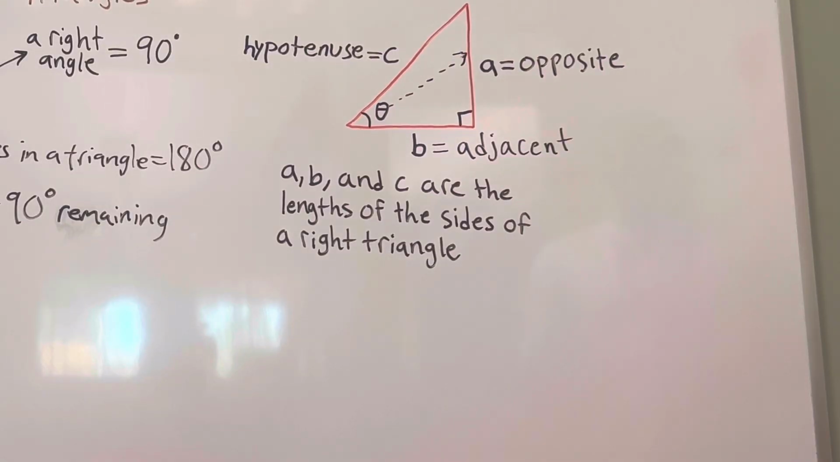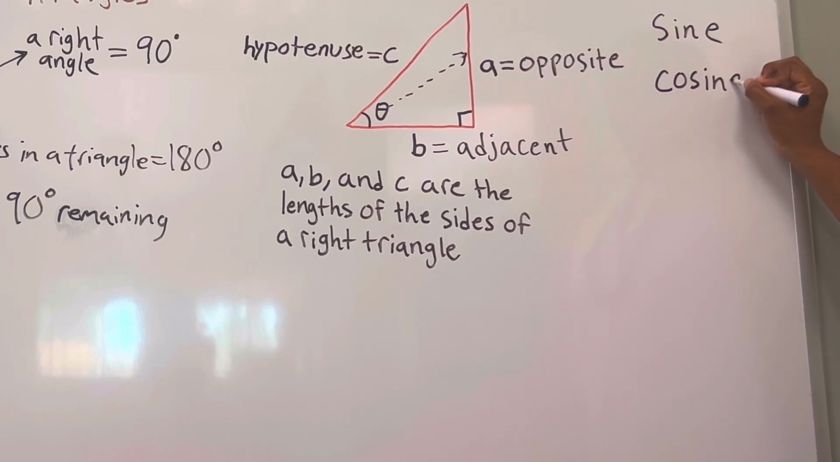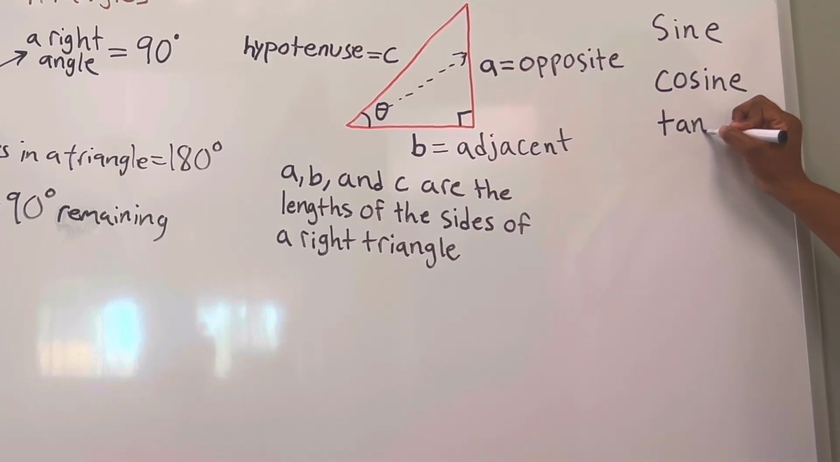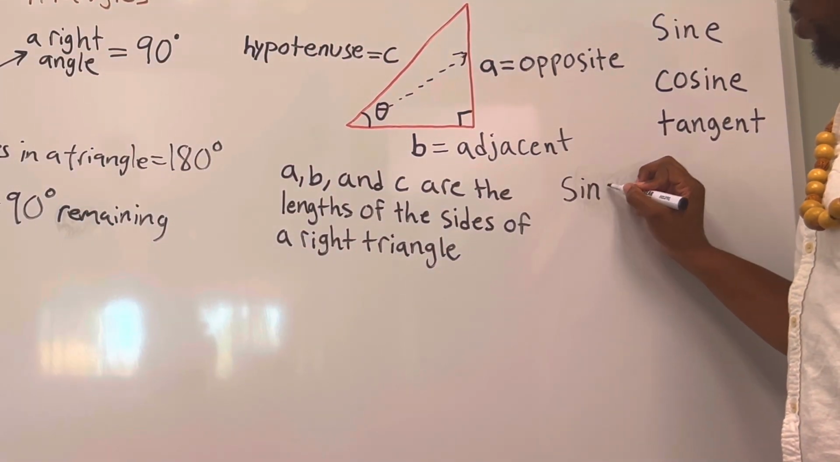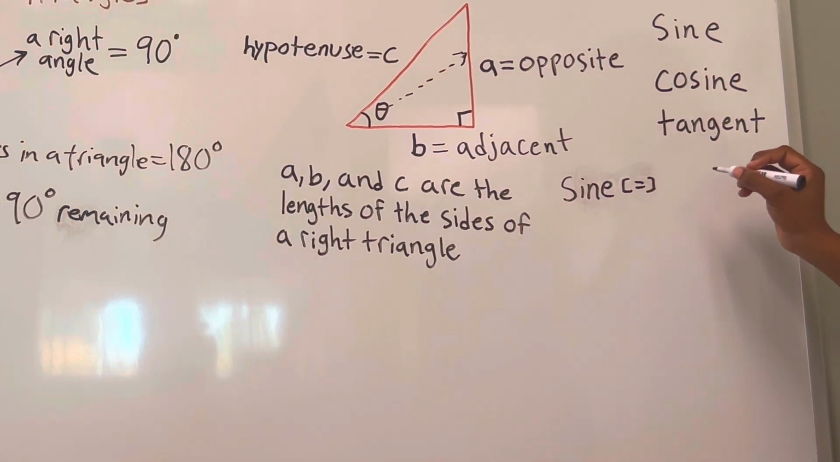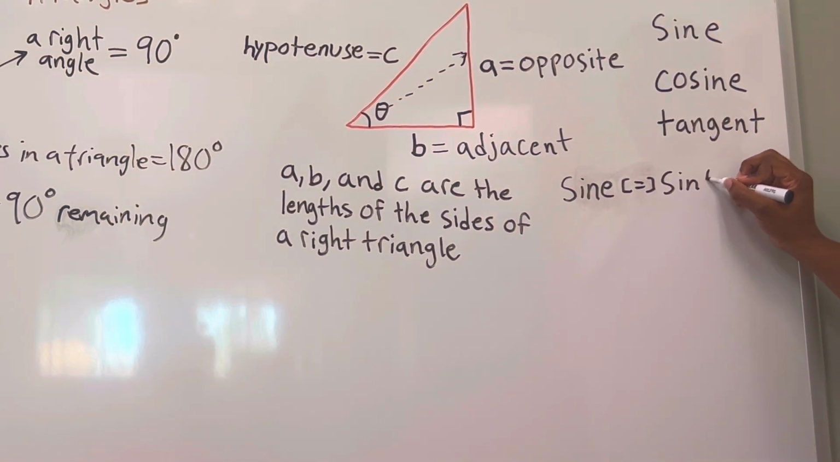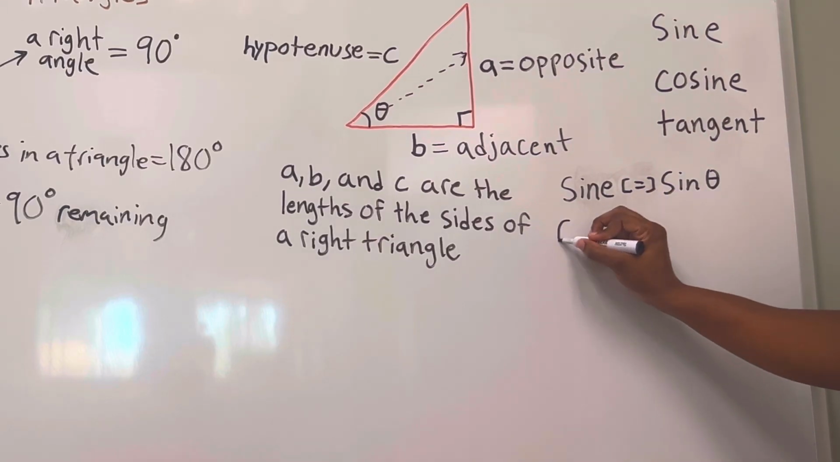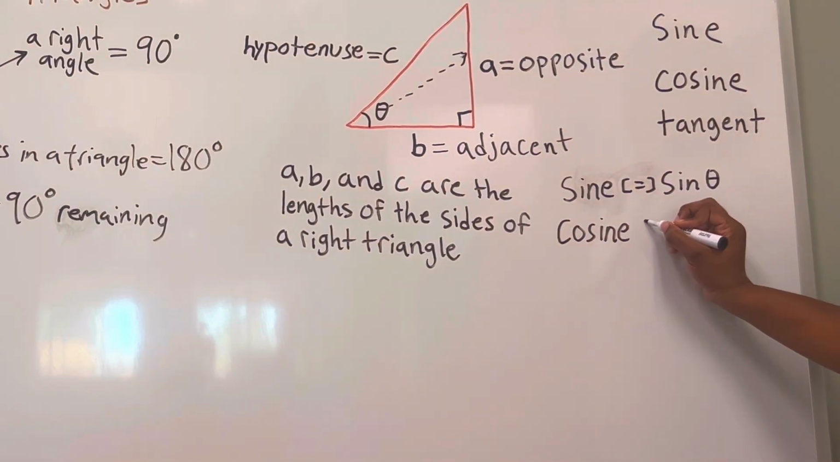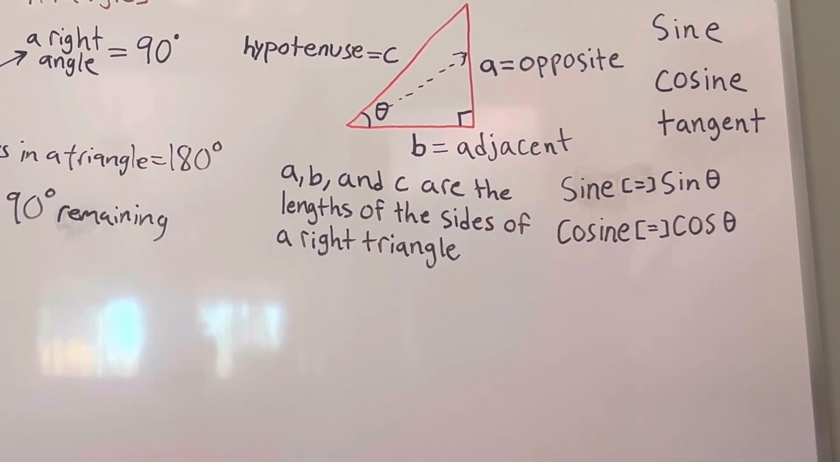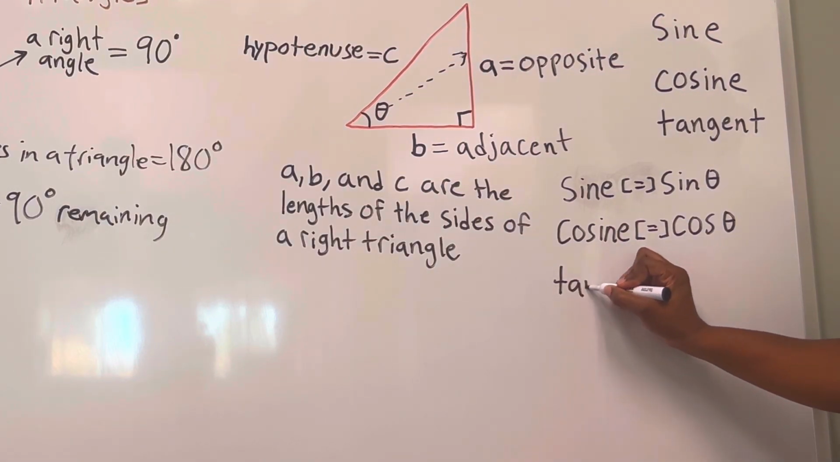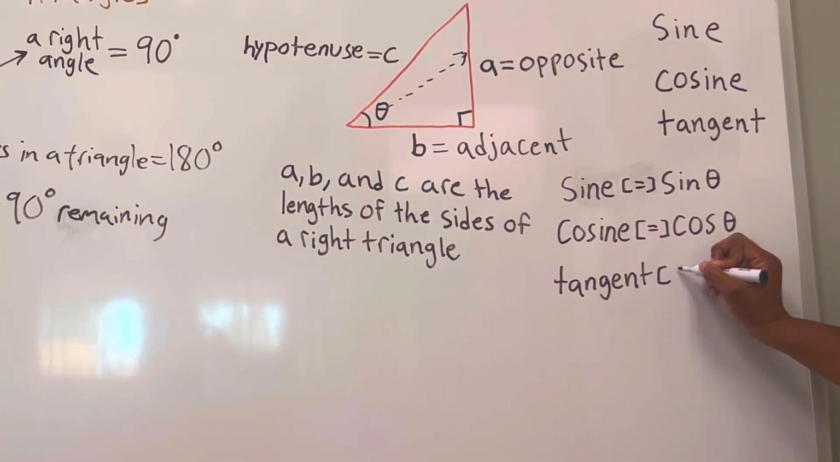The first 3 trig functions that relate the angle theta to the lengths of the sides of the triangle are sine, cosine, and tangent. The way we express these functions mathematically, for sine, is to write sin and then theta. So this is how we write the sine of an angle theta, sin theta. Then for cosine, we write cos theta. And lastly, for tangent, we write tan theta.